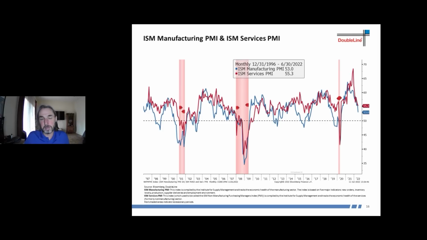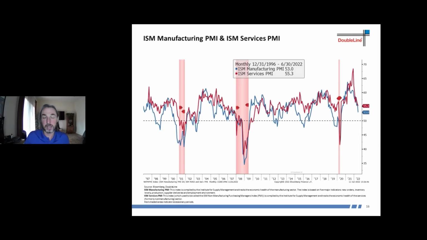So even though it's called a purchasing manager index, really it's talking about the economic activity within those regions, within those sectors, whether it's goods or indeed services. And so looking at the manufacturing, we can see the degradation there. We also see what's happened on the service side, but notice that these are still kind of at their average levels that we've seen post-GFC.